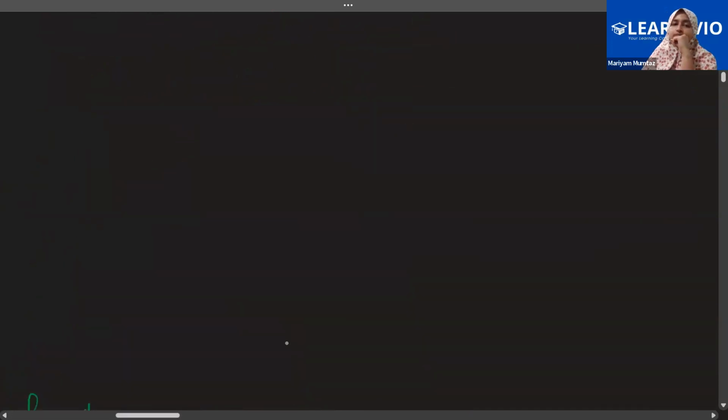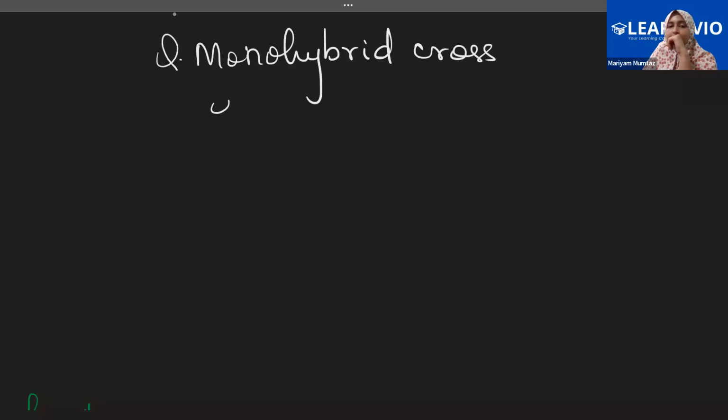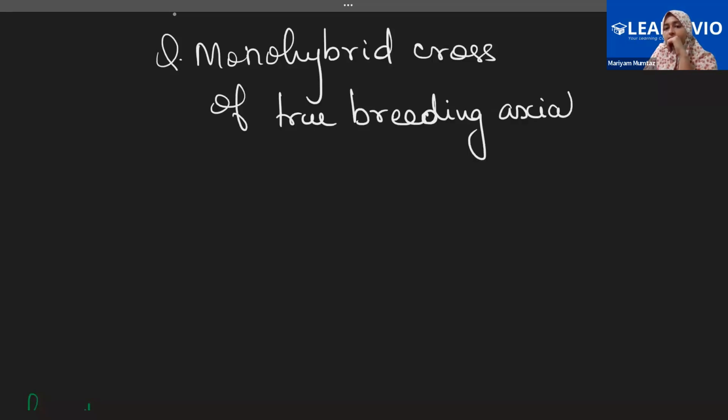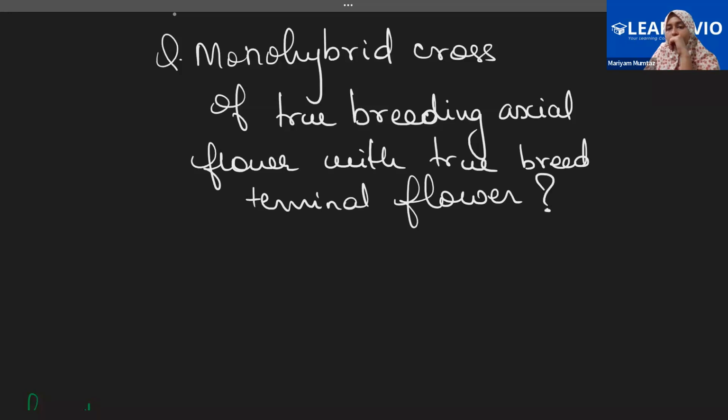Okay, now do one thing. You people do a monohybrid cross. This is for all of you. Monohybrid cross of true breeding axial flower with true breeding terminal flower. And tell me, what do you get? Everyone, do this.